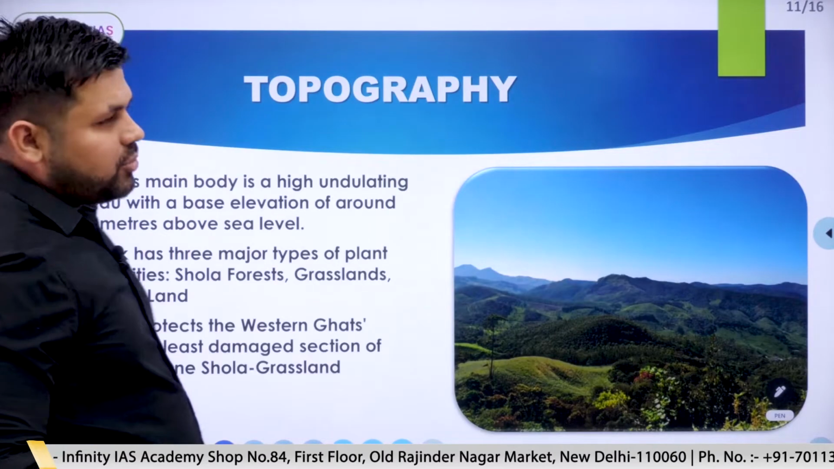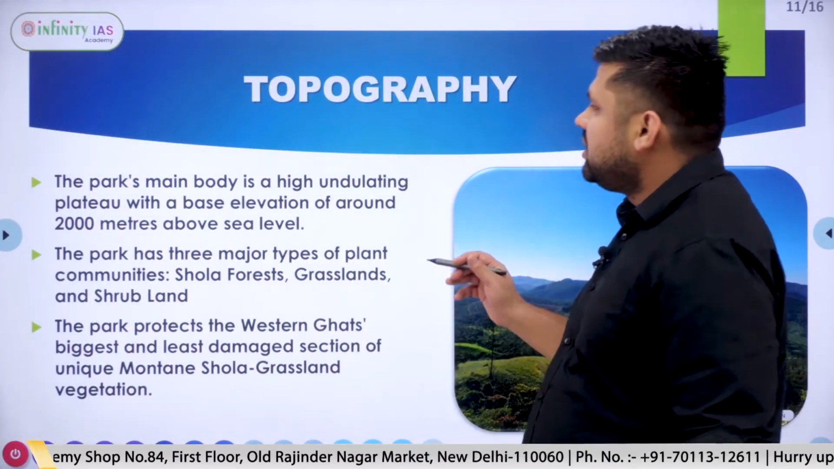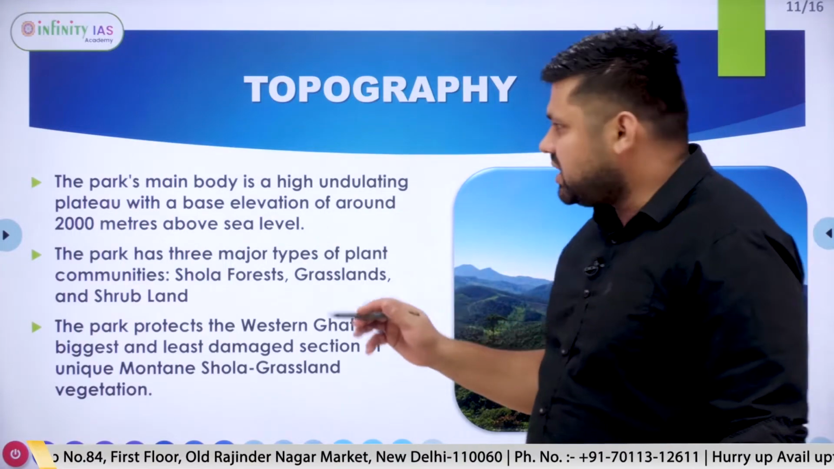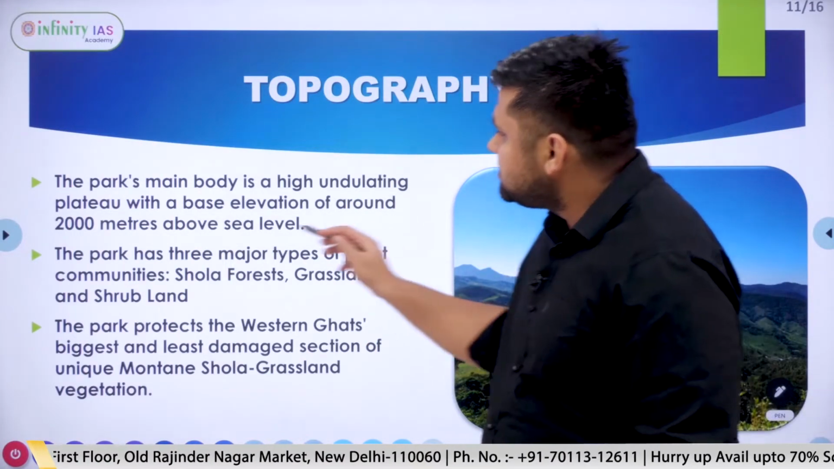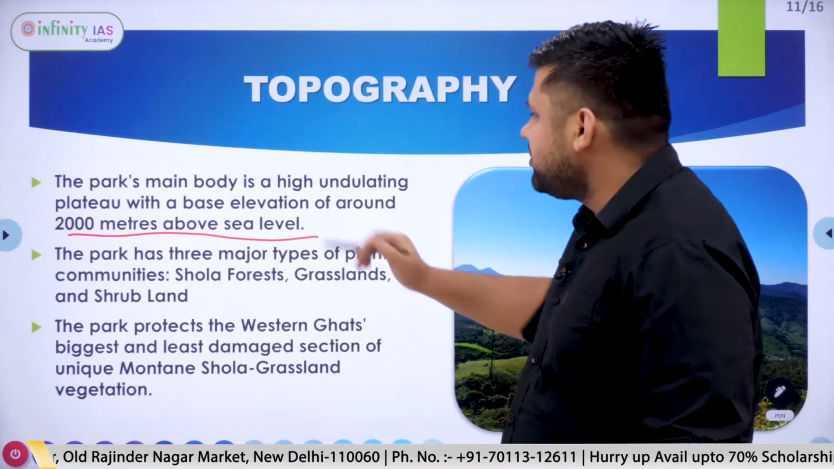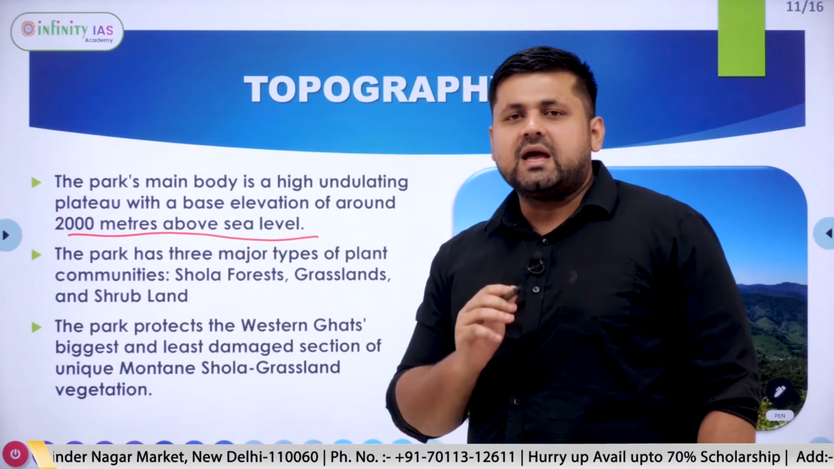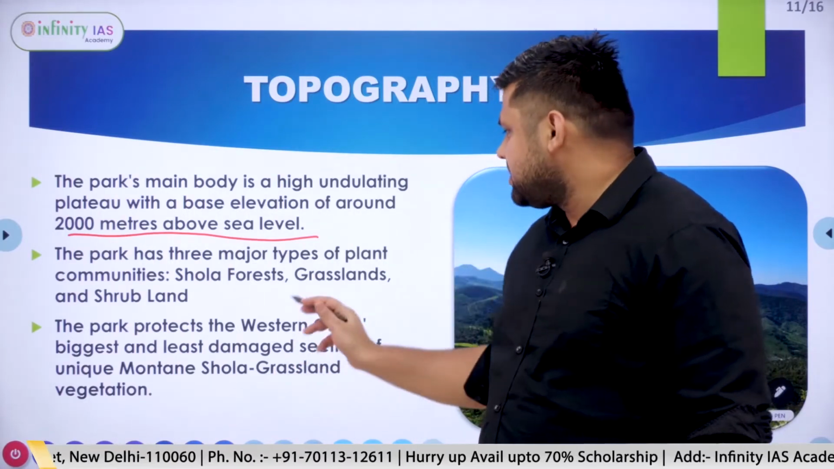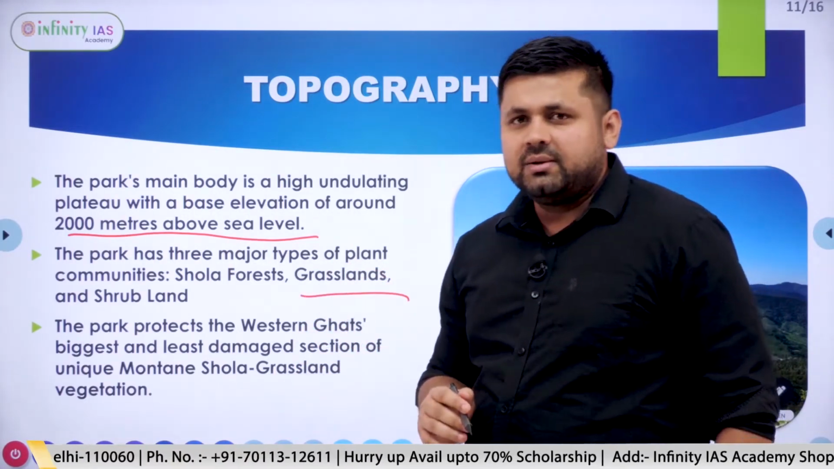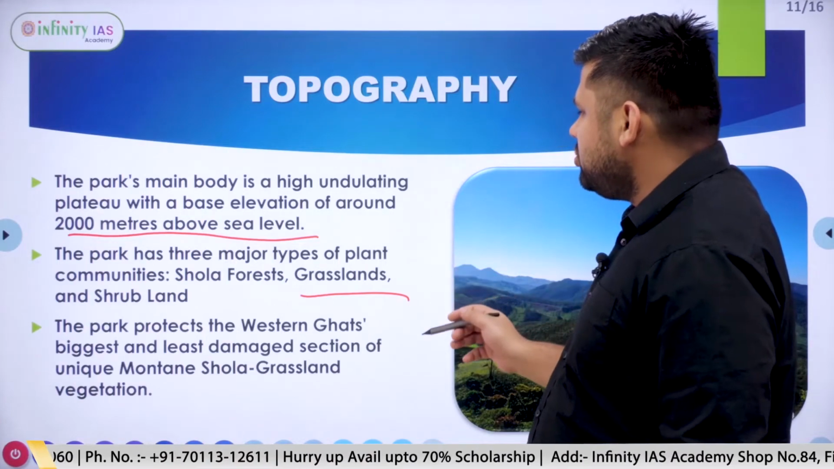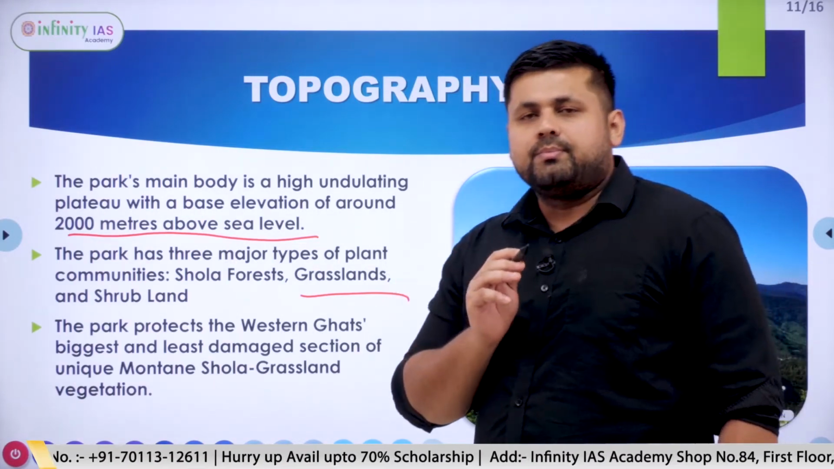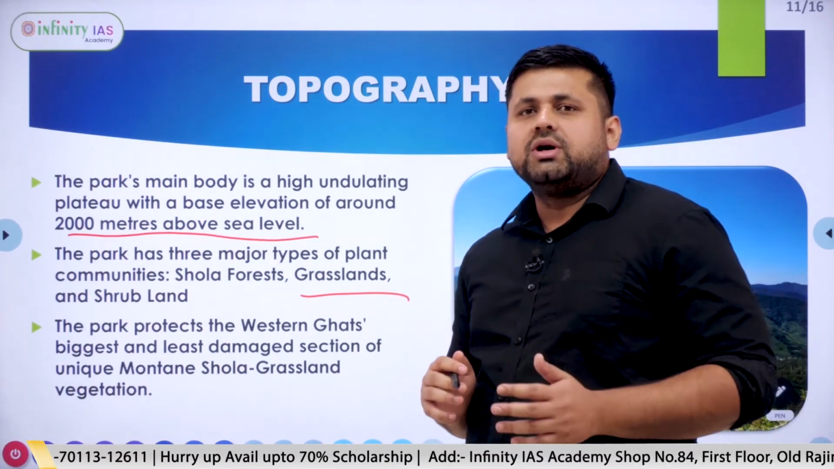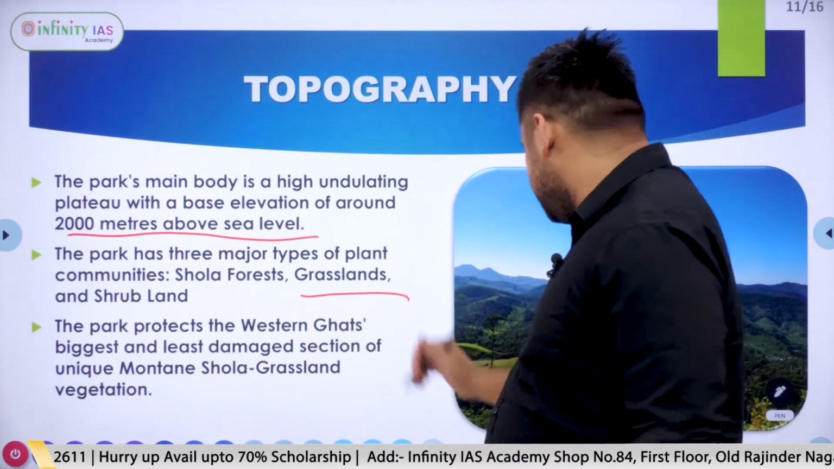So the other important aspects are the type of geographical features. Now this national park has an undulating topography and it is around 2000 meters above sea level. And the types of forests found in this national park are the shola forest, grasslands and shrubland. And it is also part of the mountain vegetation which is found in the national park.